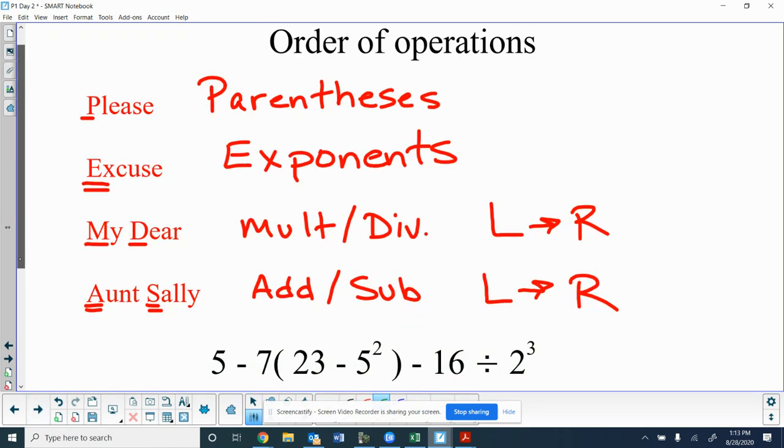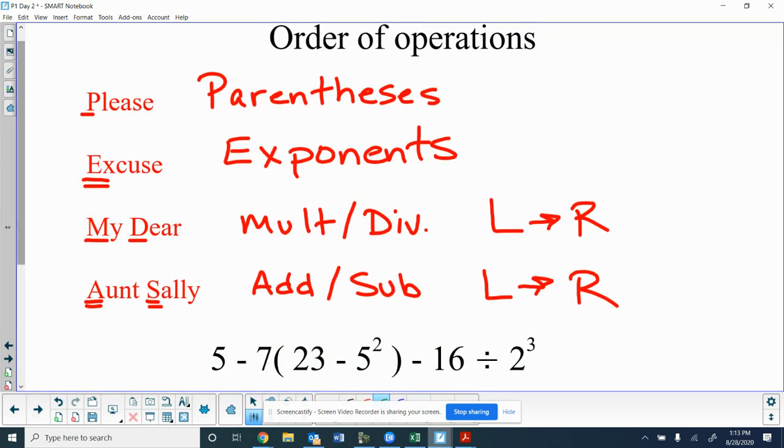Another review. Please excuse my dear Aunt Sally. Right? PEMDAS, some of you call it PEMDAS, right? Remember that the P stands for parentheses. Do what's in parentheses first in the problem if you're going to try to evaluate it, find the answer. Then the E or EX stands for exponent. So if there's any exponents in the problem, you do those next.